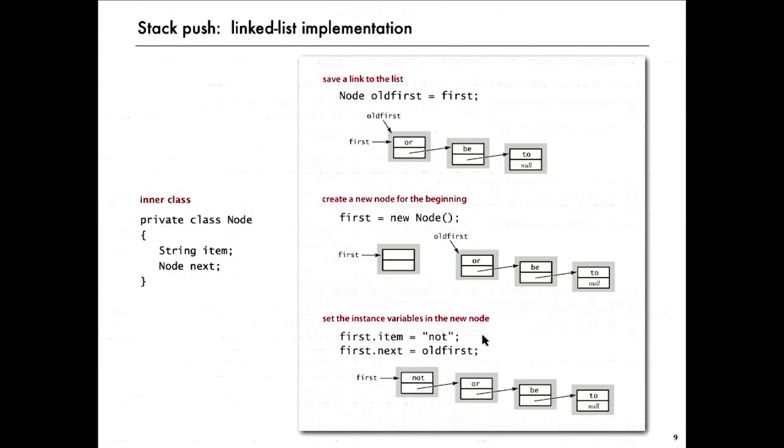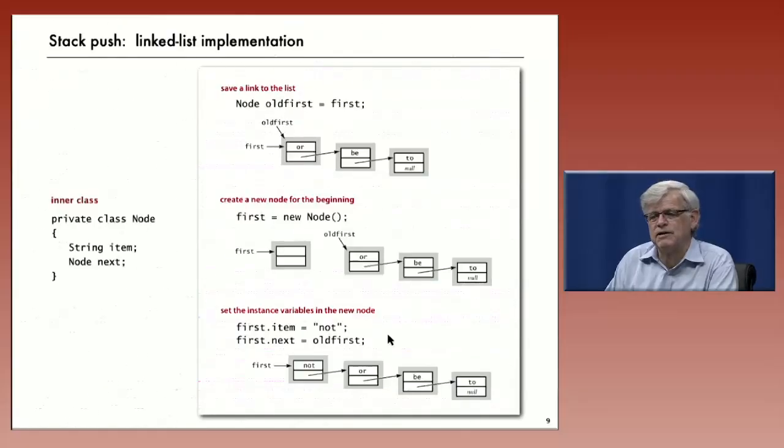Its item is the string that we want to put at the beginning of the list, in this case "not". And its next is the old first item of the list, which is now the second item of the list. So after this operation, we have first pointing to the beginning of the list, and we have the items on the list in decreasing order of when they were put onto the stack. So that also is a four-liner to implement the stack push operation.